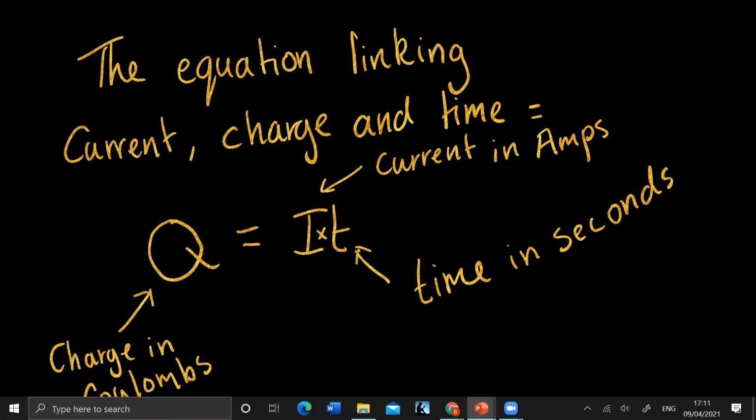So the equation linking current, charge and time is Q equals I times T, or Q equals IT. It kind of looks like the word quit, I would think. Q is charge in coulombs, I is current in amps. I know we might say, why is it I? It's just because other things are taken. And T is time in seconds, so T is normal time.